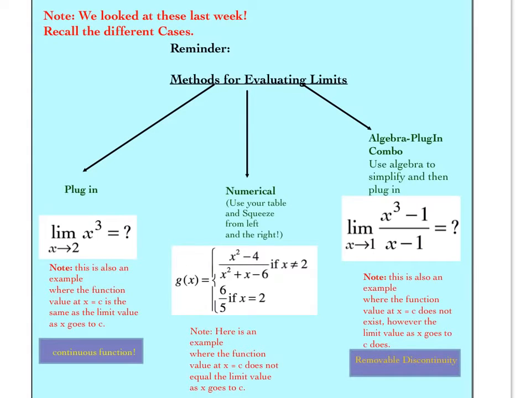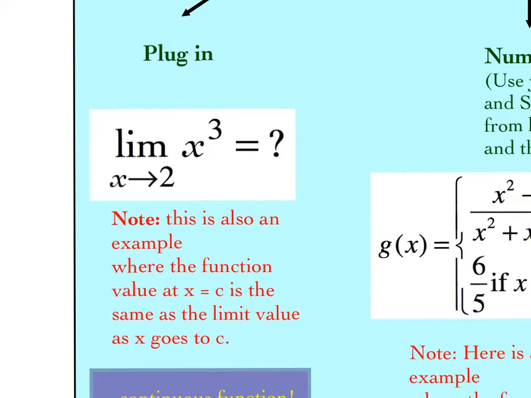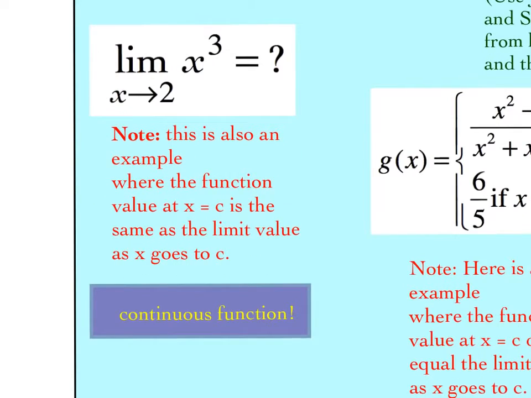Methods for evaluating limits. We plugged in when we had a continuous function. This is also an example where the function value at x equals c, at x equals 2, is the same as the limit value as x approaches 2. We could plug in because this is a continuous function.